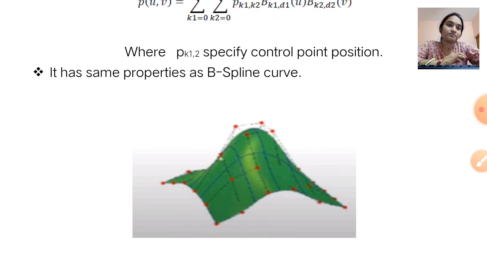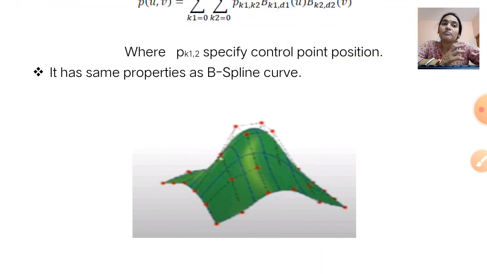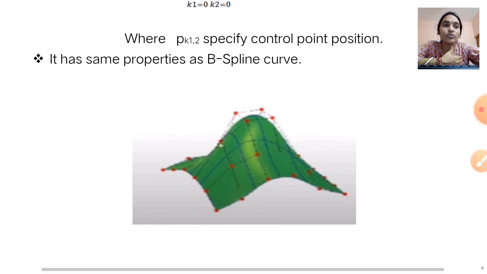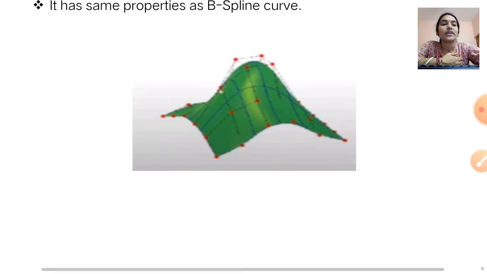In this figure, the red dots are the control points, and the dotted lines are the polygon mesh or polygon surface lines. The solid lines are the curve lines. Okay, so in this way we can define B-spline surfaces.